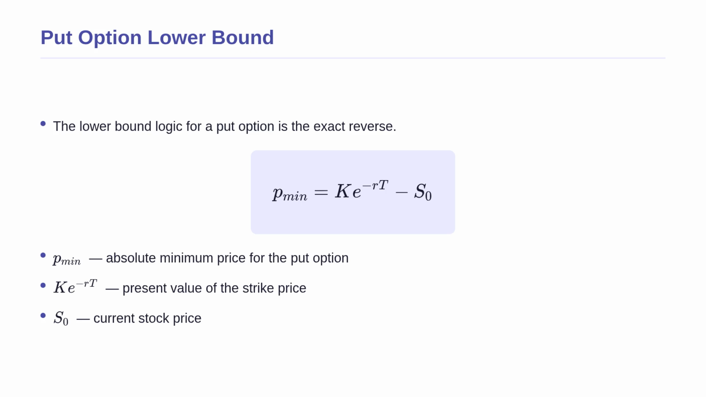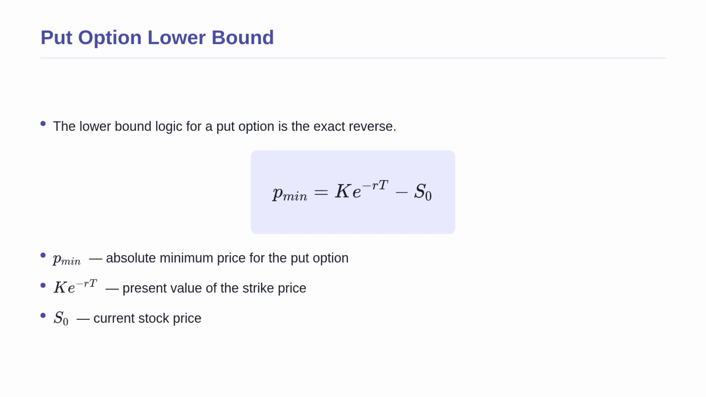Having proven the lower bound for a call option, we can apply similar logic to find the lower bound for a put option. The lower bound formula for a European put option is the exact reverse of the call option logic. The formula for the minimum boundary is P min equals K times e to the power of negative RT minus S0. In plain English, the minimum price is the present value of the strike price minus the current stock price. Here, P-min is the absolute minimum price the put option can trade for.